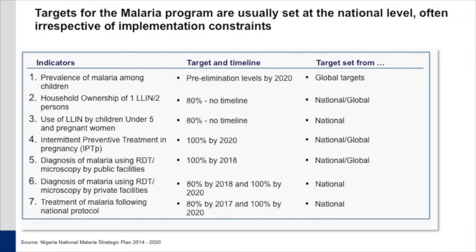For example, we aim to meet the national target of reaching pre-elimination levels of malaria prevalence amongst children by 2020, as well as a national target of 80% diagnosis of malaria using RDTs or microscopy by private facilities by 2018, and reaching a target of 100% by 2020.